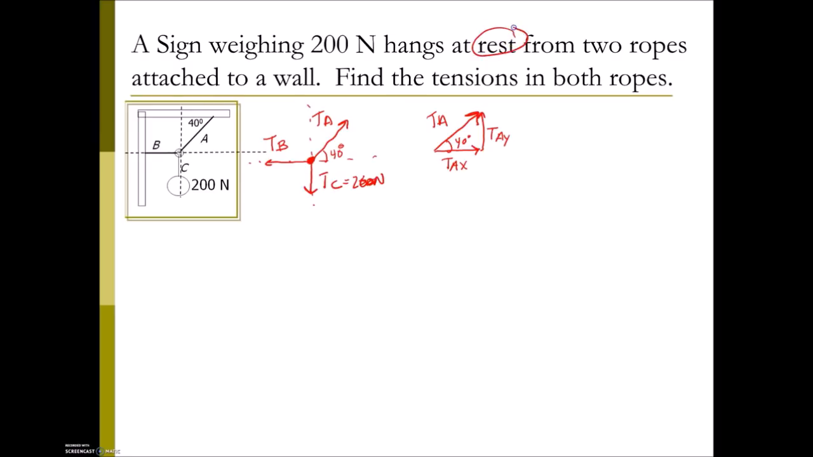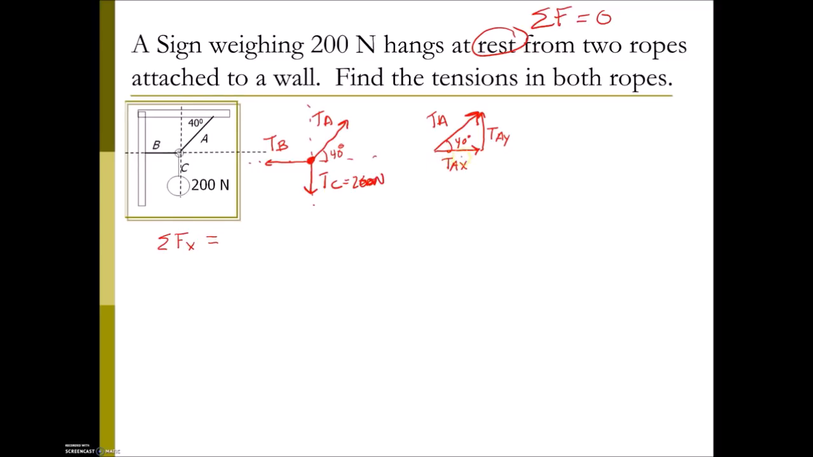Now, because it's hanging from rest, my sum of forces in each direction is going to equal 0. So my sum of forces in the x direction is going to equal 0, and my sum of forces in the y direction is going to equal 0. So let's write our x equation. What are my forces in the x direction?